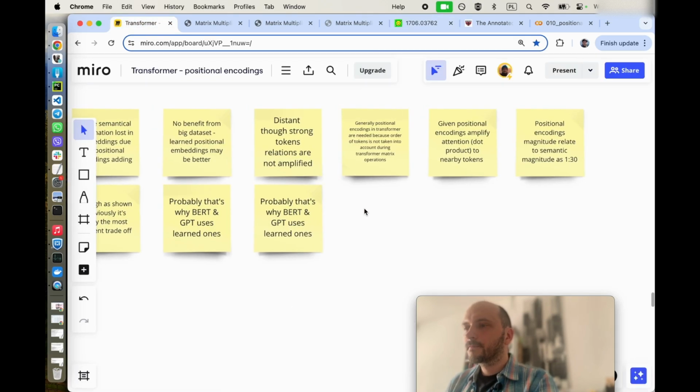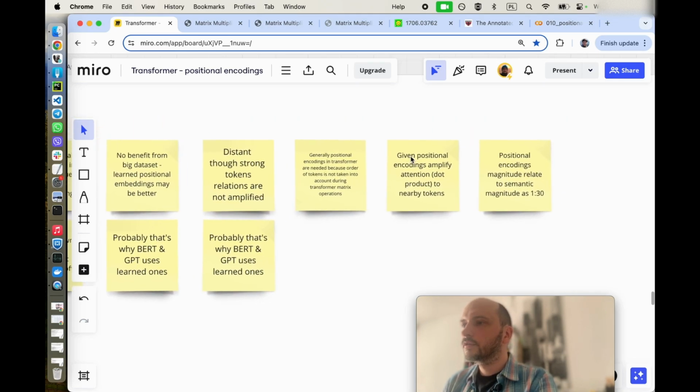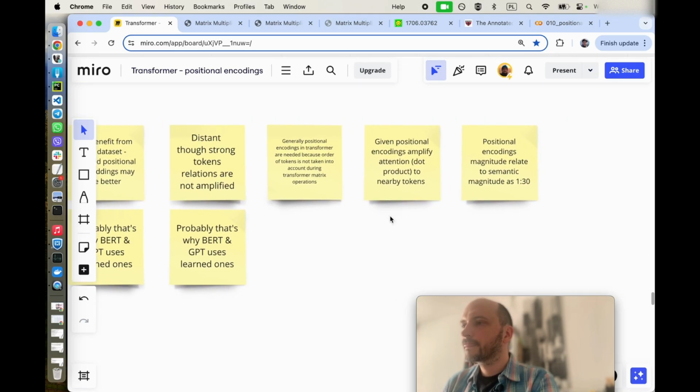And with such a design, distant though strongly related tokens are not amplified. This heat map clearly shows that the diagonal is light, and the more distant the tokens are from the diagonal, the smaller the amplification of the attention will be. And probably again that's the reason why BERT and GPT used learned positional embeddings.